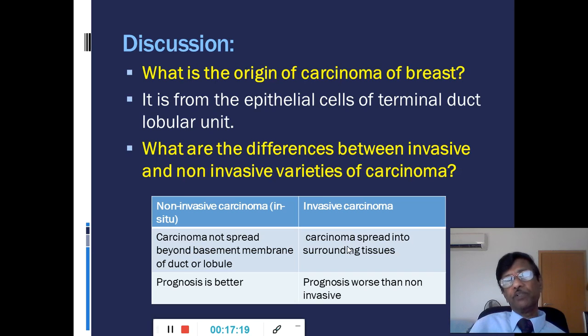What are the differences between the invasive and non-invasive varieties of carcinoma? Non-invasive carcinomas do not spread beyond the basement membrane of the duct or lobule. So it is confined beneath the basement membrane. It will not spread beyond the basement membrane. The prognosis is naturally better. Whereas the invasive variety has spread into the surrounding tissue beyond the basement membrane. Prognosis is worse than the non-invasive type.